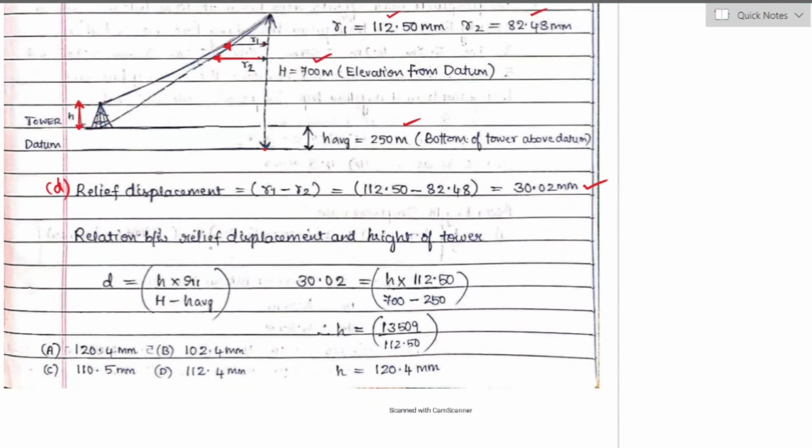We know that the relation between the relief displacement and the height of the tower is relief displacement D is equal to H into R1 divided by H minus H average. Relief displacement is calculated as 30.02. H is the height of the tower we have to calculate. R1 is the radial distance which is measured from the top of the tower, so 112.5 mm, divided by H is the total height of the elevation, so 700 meter, minus H average. So H average is the bottom of the tower above datum, which is given as 250 meter. On solving this, the height of the tower will be 120.4 mm. So the right answer is option A, 120.4 mm.